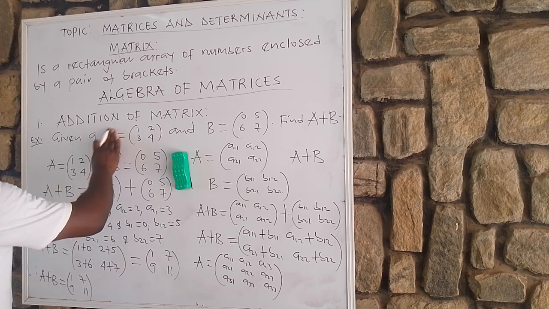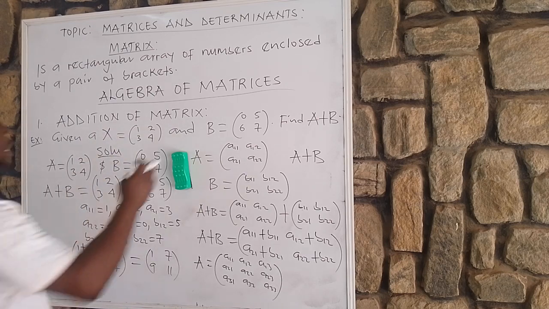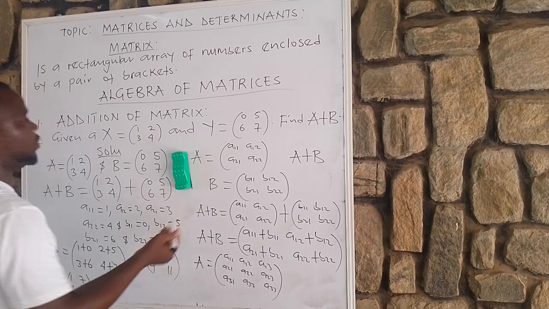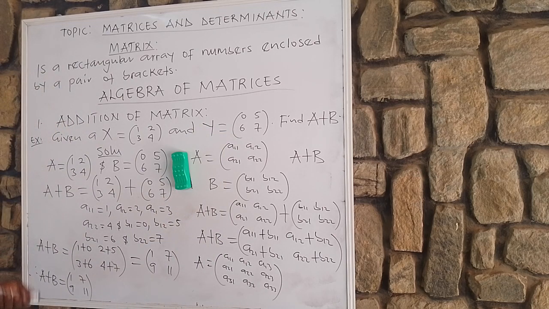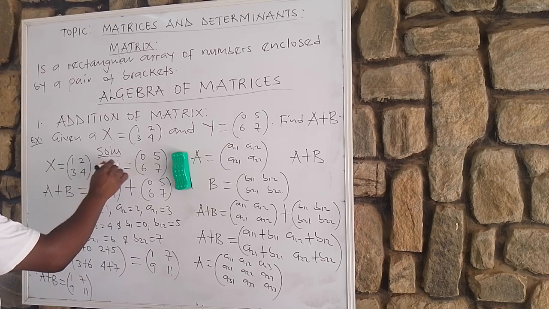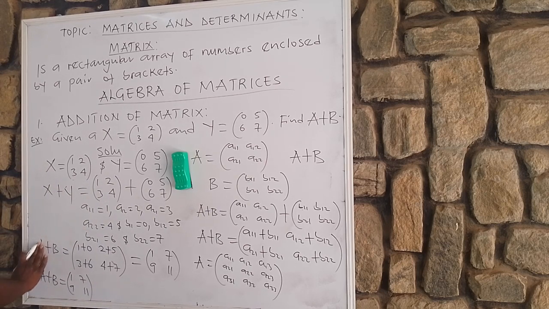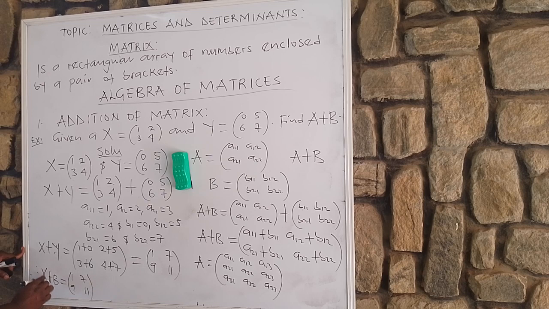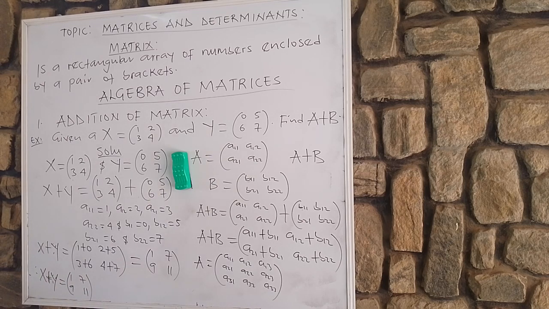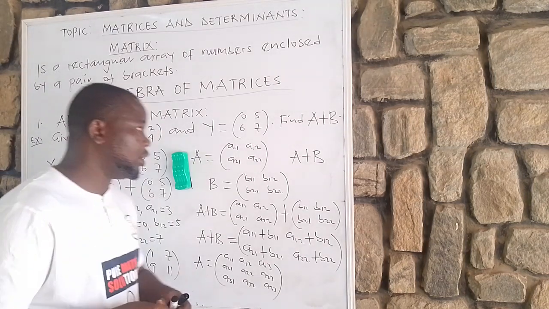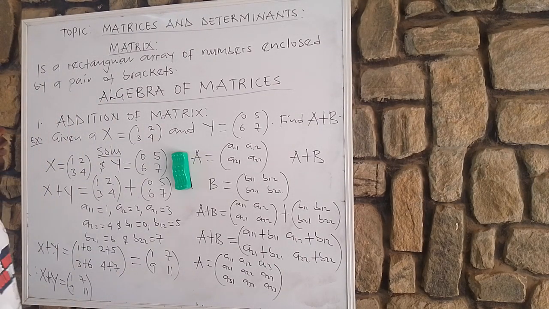Sometimes you may not see it in this form. They might convert it to X, then here will be Y. Sometimes you will see Z like that. It's the same approach you will use to add up a given matrix. Here will be X, here will be Y, here will be X, here will be Y. So not necessarily must you see A and B. Is that clear? So that is the addition of matrix.